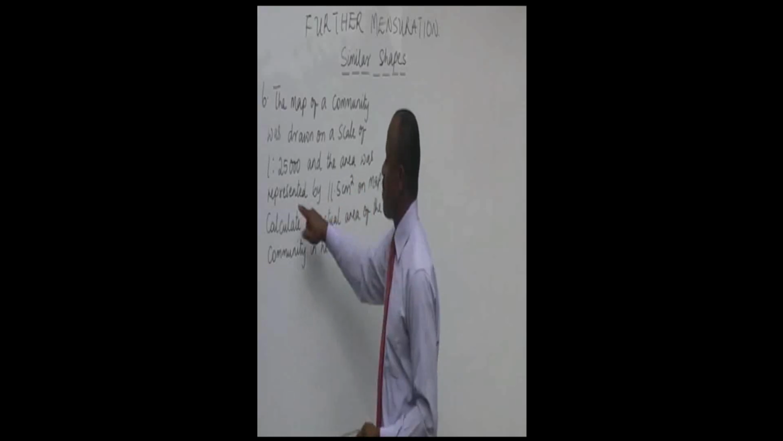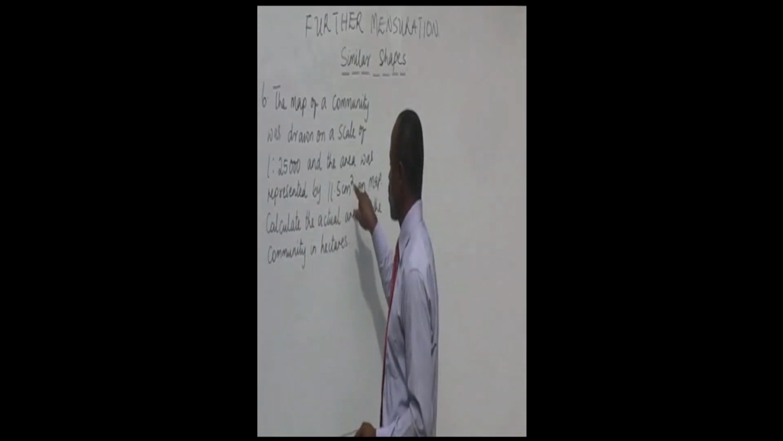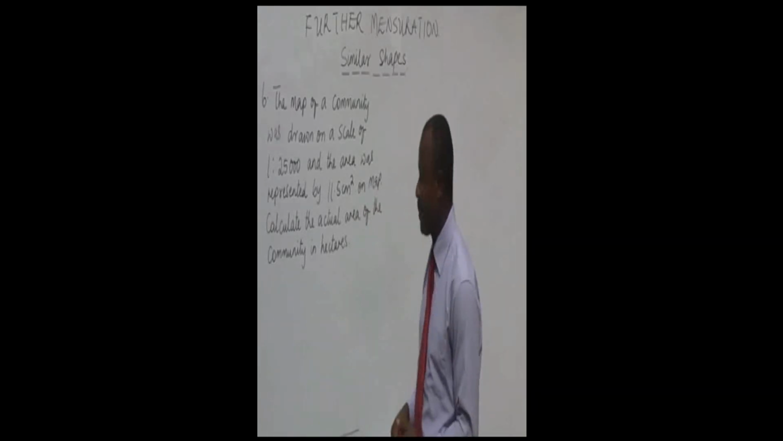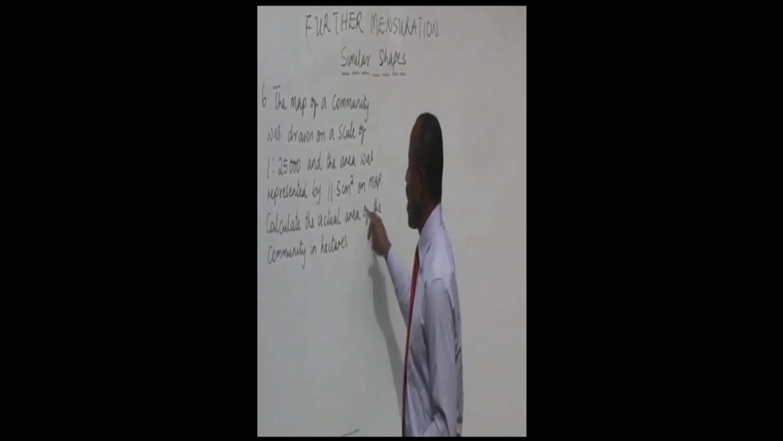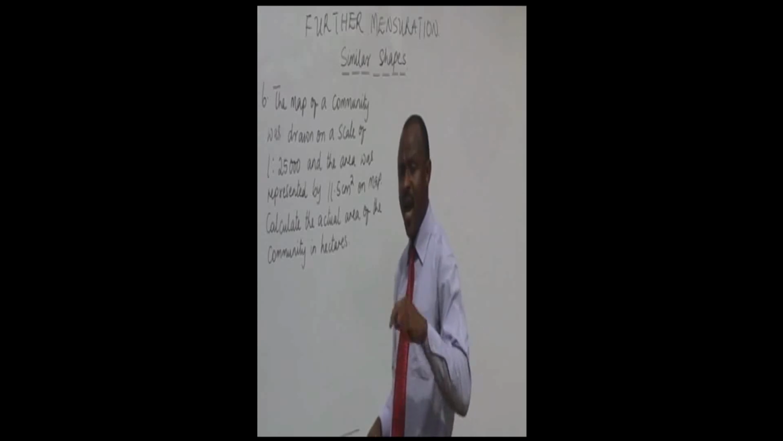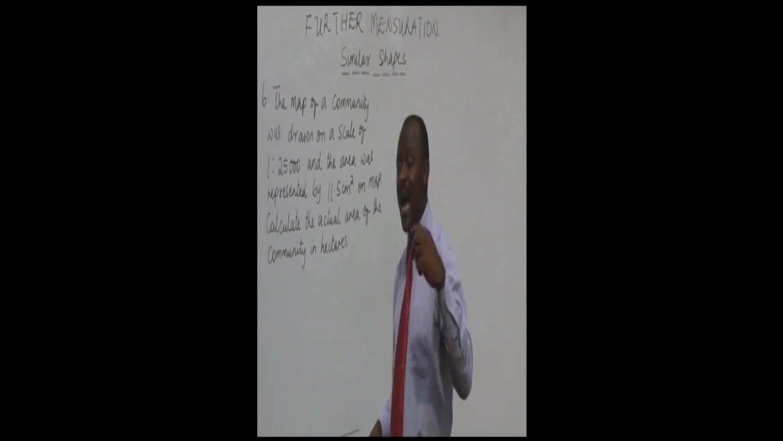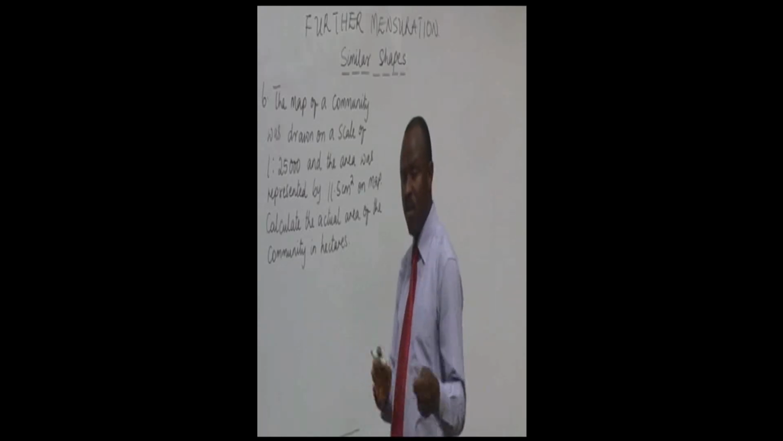And the area was represented by 11.5 centimeters squared on the map. We should calculate the actual area of the community in hectares. That means you have to calculate the actual area on land, the measurement when you remove it from paper.